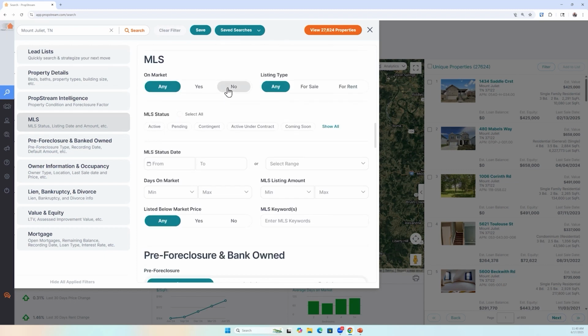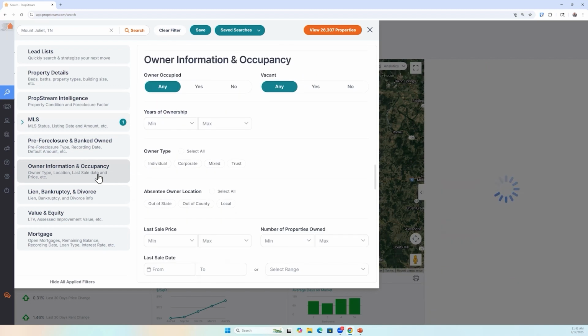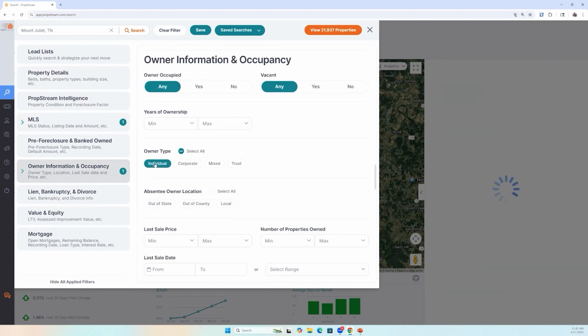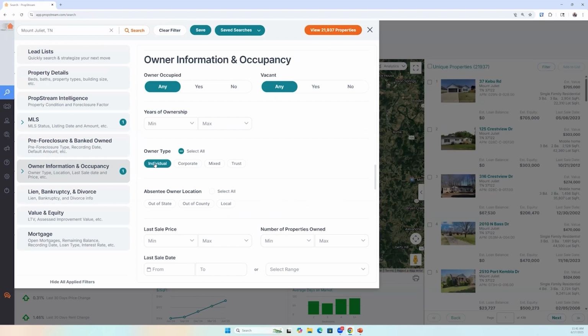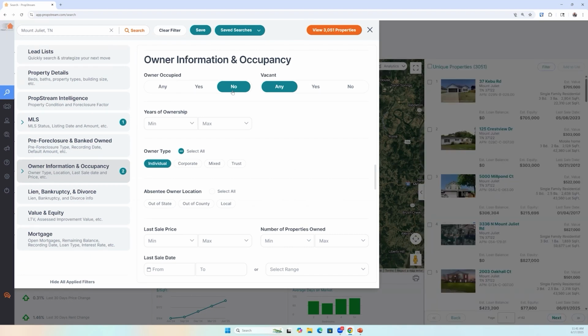So on market, no. Who do you want to speak to? I probably want to try to negotiate with an individual, so owner type individual. Again, do you want any emotional attachments? Yes or no? For me, probably not. So owner occupied, I prefer no. So off market, individually owned, not owner occupied.